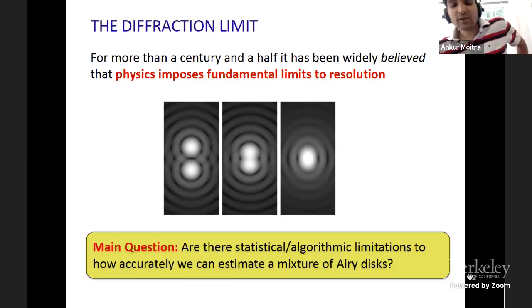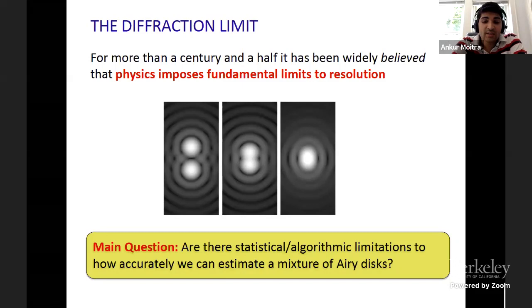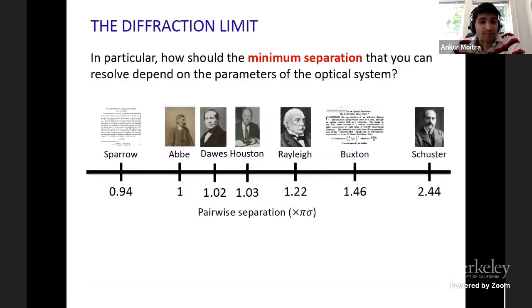So the main question that I'll be interested in is, is there a way to actually make this rigorous? So instead of just heuristically believing that when they get closer and closer together, it seems hard to disentangle these two Airy disks, what we want to understand is whether there really are hard and fast statistical and algorithmic limitations that arise when we want to estimate a mixture of Airy disks. And this is what I mean when I say we want to study statistical and algorithmic foundations for the diffraction limit.